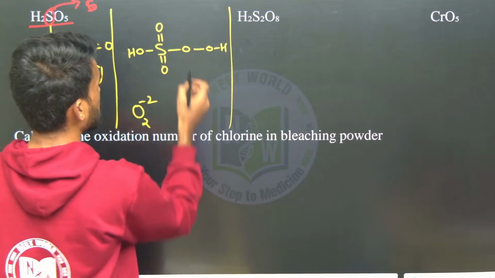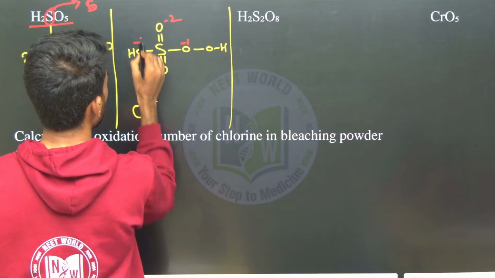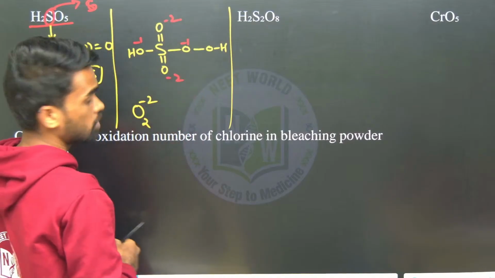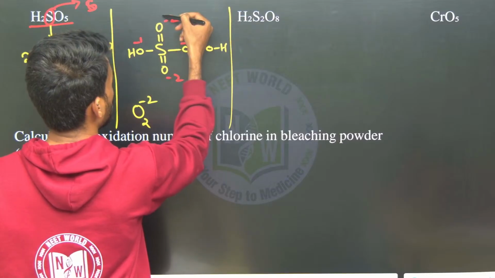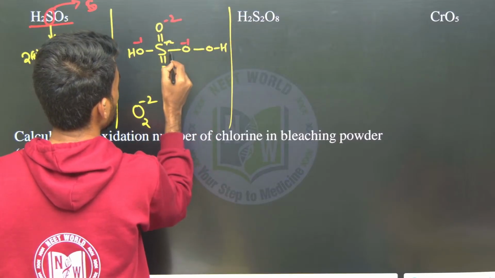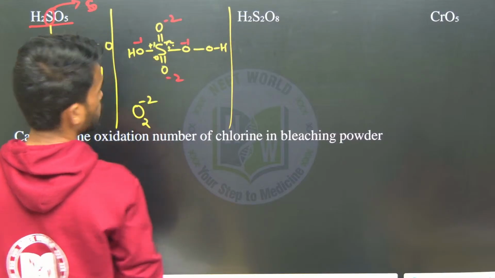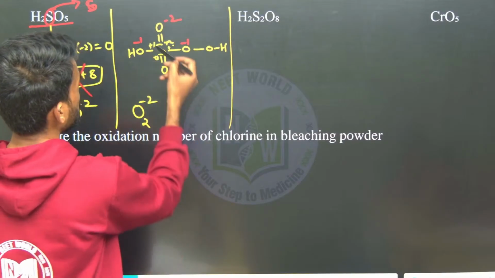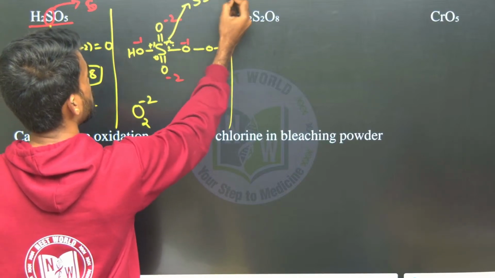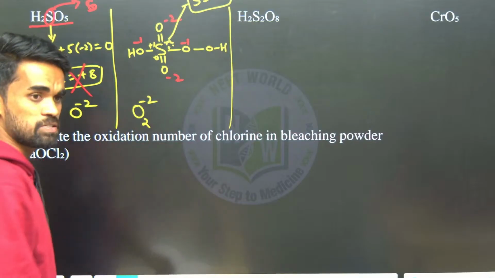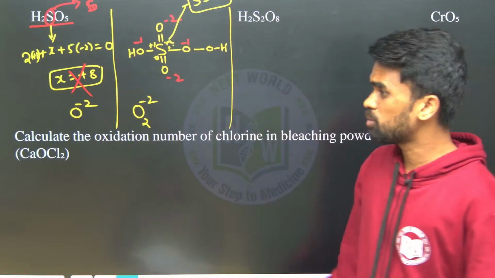Now you can calculate. This will be minus 1, this will be minus 2, here it will be minus 1, this will be minus 2. Therefore what is the net positive charge here? If these 2 bonds are taken by oxygen, it is minus 2, so it will be plus 2, this side plus 1, this side plus 2, and this side plus 1. So overall it will be plus 6. Sulfur is in plus 6 oxidation state in H2SO4. What is the name of that compound I told you? Caro's acid.